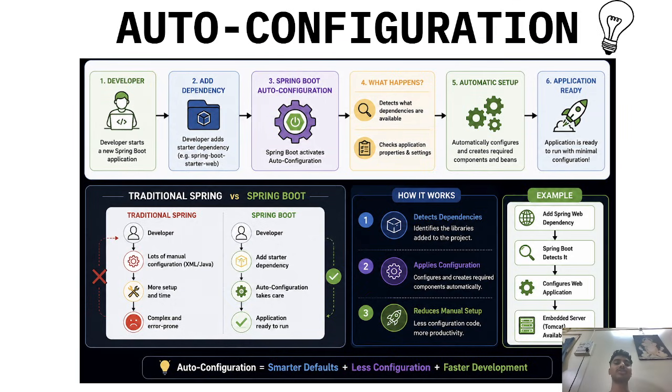What is auto configuration? First of all, let's understand the auto configuration. First is the developer, then we add the dependencies, then the Spring Boot auto configuration part is done. And what actually happens is automatic setup, and the application is ready to use in our projects. For example, the traditional Spring and Spring Boot. In traditional Spring, the developer does lots of manual configuration and more setup and time. But in Spring Boot, we have the auto configuration setup, and it runs very easily with less time consumption.